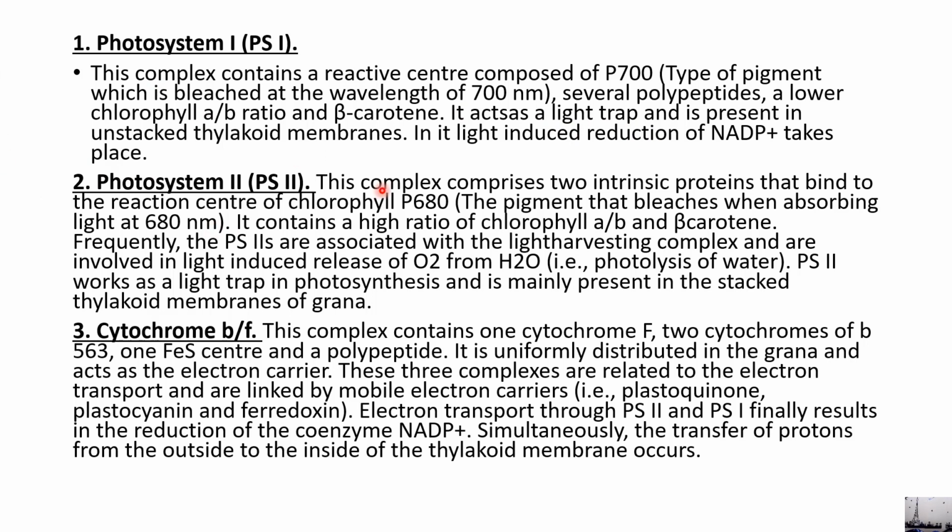Then we have photosystem 2. This complex comprises two intrinsic proteins that bind to the reaction center of chlorophyll P680. Because it's the pigment that bleaches when absorbing light at 680 nanometer, it contains a high ratio of chlorophyll A, B, and beta carotene. Frequently, the PS2s are associated with the light harvesting complex and are involved in light-induced release of O2 from H2O. PS2 works as a light trap in the photosynthesis and is mainly present in the stacked thylakoid membranes of grana.